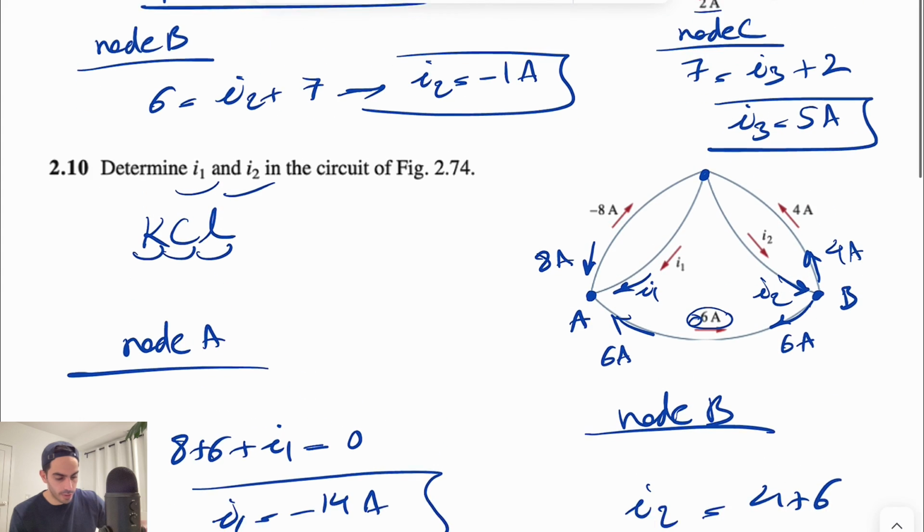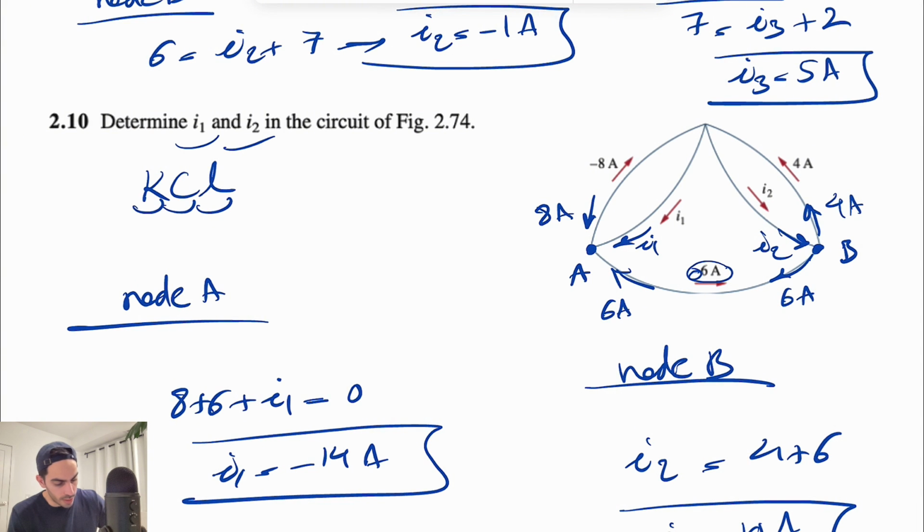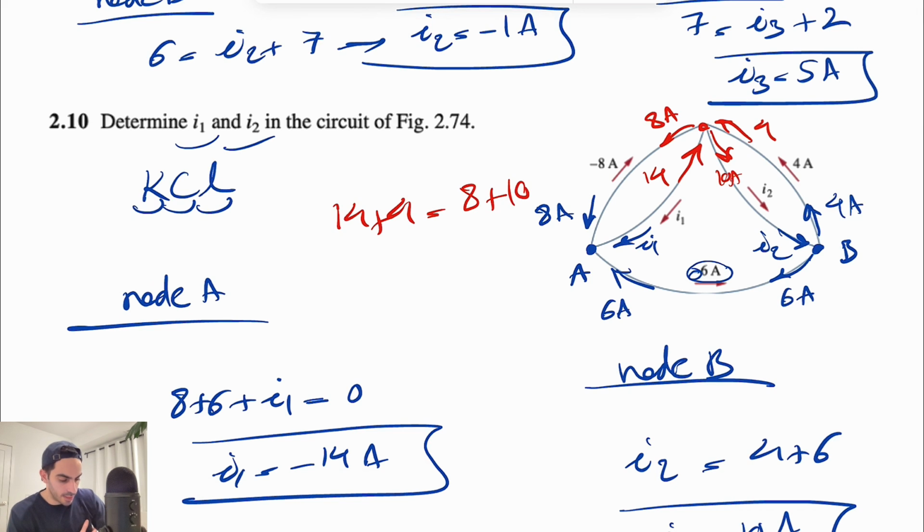Just to verify our answer, we can go to this node in here. We have 8 that is exiting. We have I1, which we figured out is actually in this direction, so 14. We have I2, which is 10, with no negative sign, and 4 in here. So we have 14 plus 4 entering, and we have 8 plus 10 exiting. So 18 is equal to 18, and that shows everything is good.